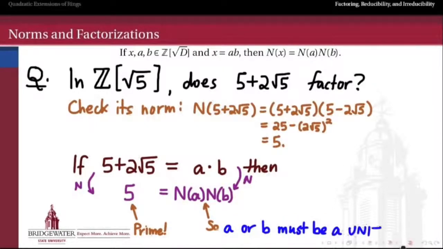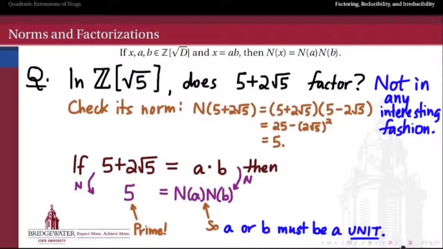But remember, having a norm of plus or minus 1 is going to imply that in our original ring, a or b has to be a unit. So does 5 plus 2 radical 5 factor? Well, it might, but if it does, then one of those factors has got to be invertible. It's got to be a unit, which is actually not very interesting in the grand scheme of things. So if this number factors, it doesn't do so in a fashion that's very interesting.